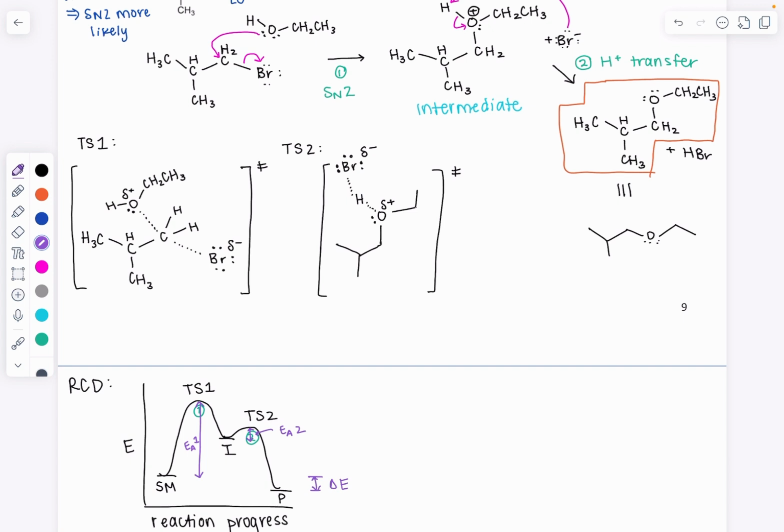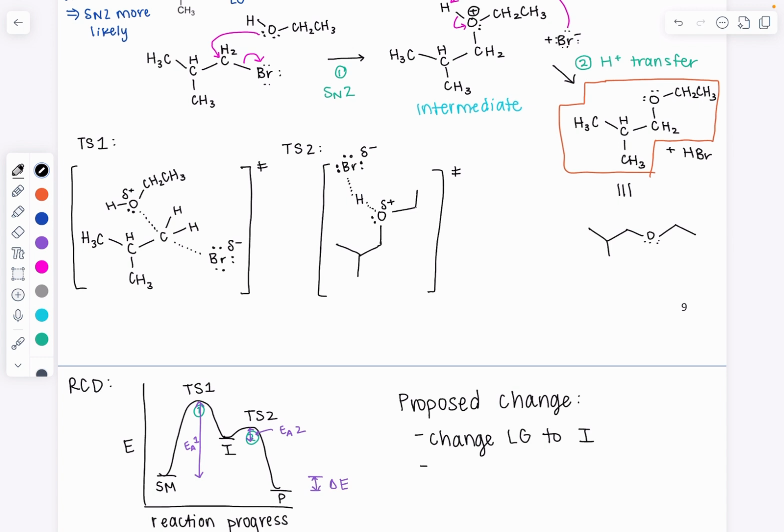Okay, last thing is a proposed change. Same as the previous reaction, our leaving group here is bromine. We can always change that and not affect the final product. So if we change bromine, the better leaving group we know of is iodine. So change leaving group to iodine.